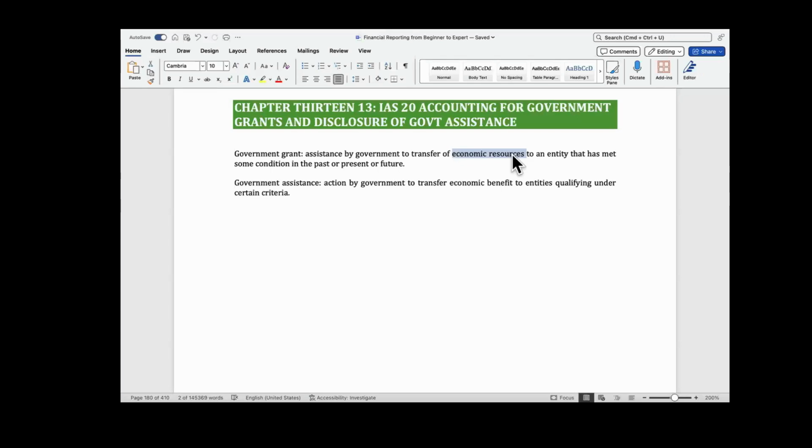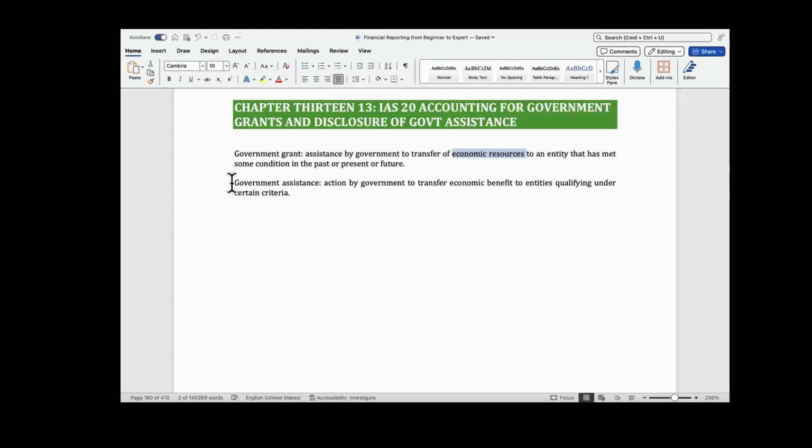Or the government says, okay, because we want to encourage your industry, your company to grow, when you import the materials you need for whatever you are producing as a company, we're going to waive import duty for you. That's a government grant. So it is a transfer of economic resources. It's a cost saving to the company.